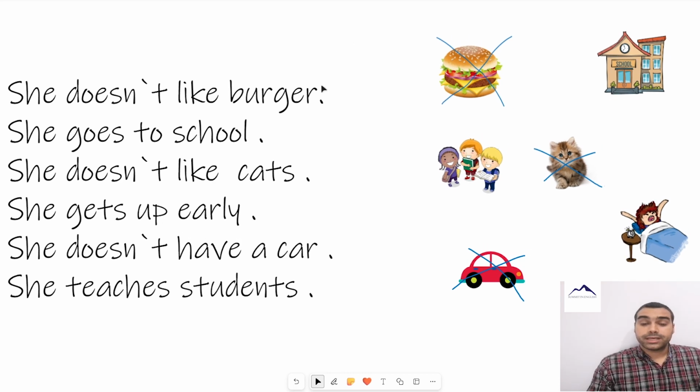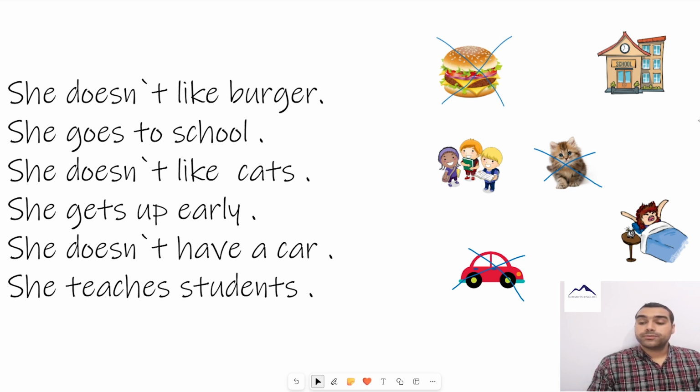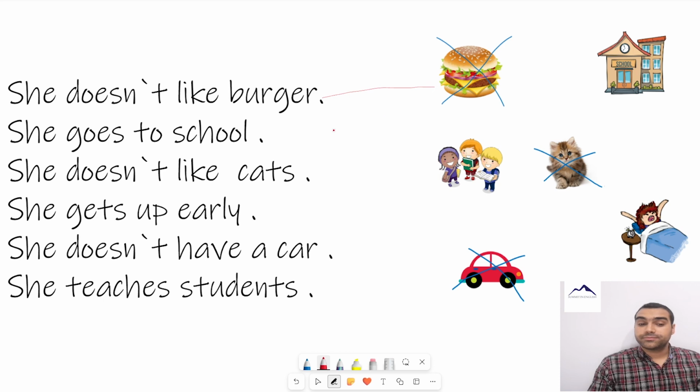So now, I just want you to match these sentences with pictures here. If we say, she doesn't like burger, which picture? Very good. She goes to school. Nice. She doesn't like cats. Excellent. She gets up early. Brilliant. She doesn't have a car. Okay. She teaches students. Very good.